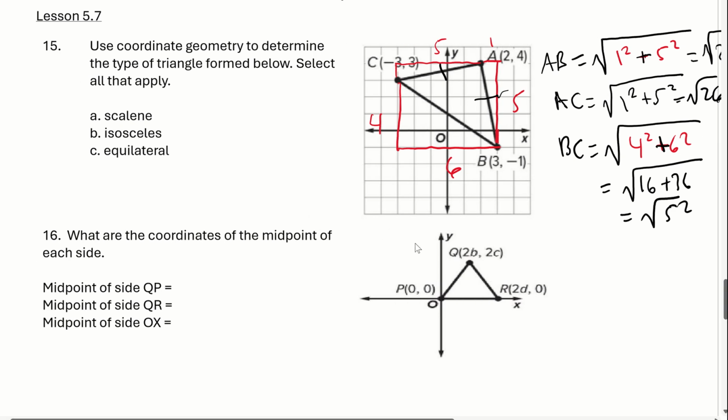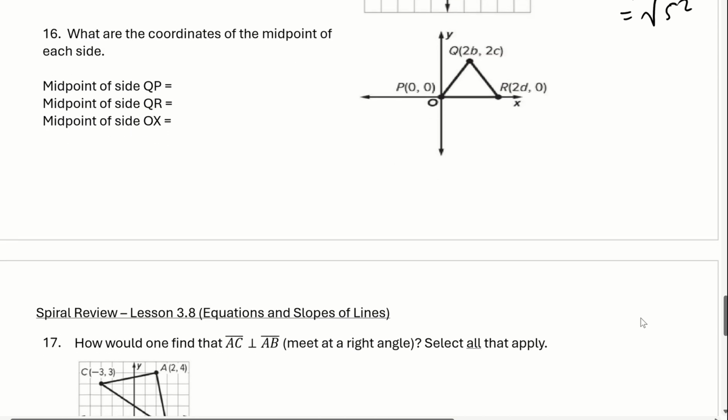So that means since we have 2 sides that are congruent, the answer is isosceles. If you had all 3 sides congruent, it would be equilateral. If none of the sides are congruent, that would be scalene. So just select the appropriate answer. So just isosceles. All right, number 16.